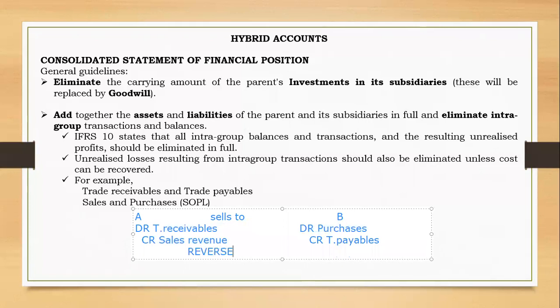So reverse the entries. Reverse the what? Reverse the entries. So you would have to credit trade receivables, meaning to remove it, and then you would have to debit trade payables, meaning to remove it from the statement of financial position. In the income statement, which you are not yet at, you would have to remove sales revenue, so you would have to debit it. So go to total sales revenue and remove it. Purchases always form part of cost of sales, so you go to cost of sales and also remove that. I hope you got me.